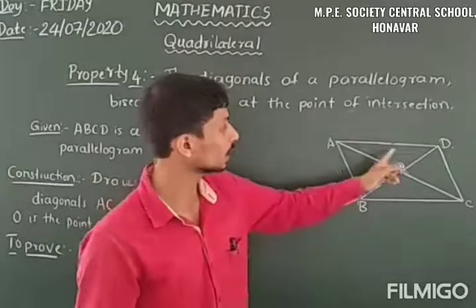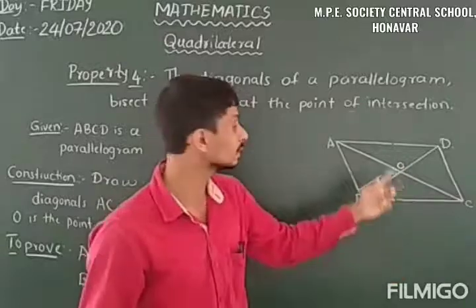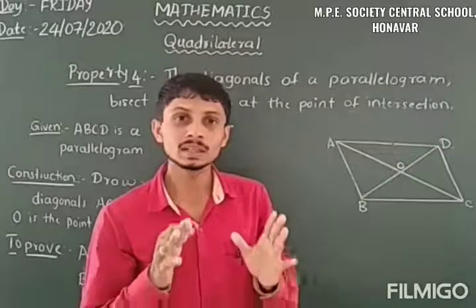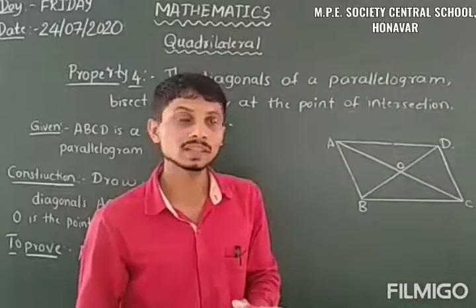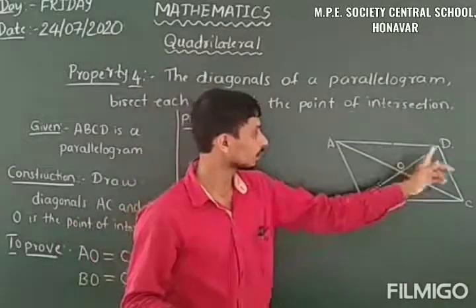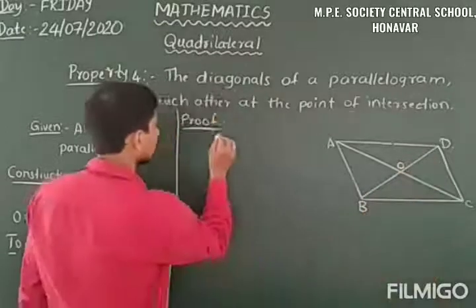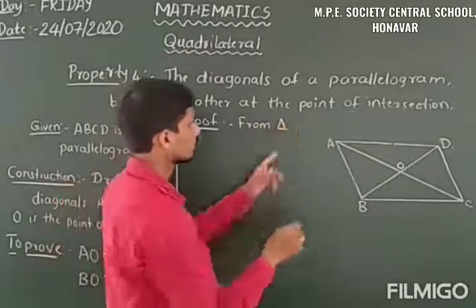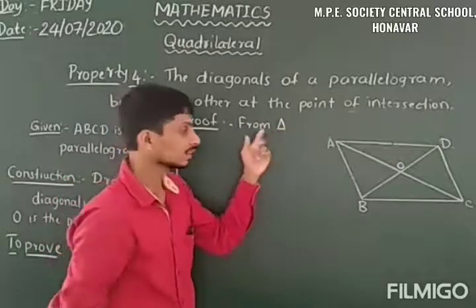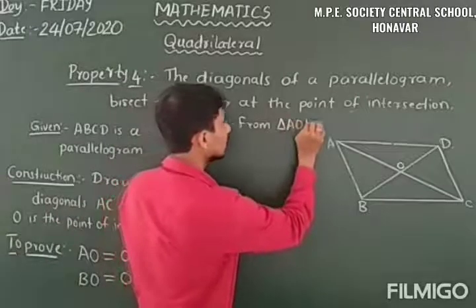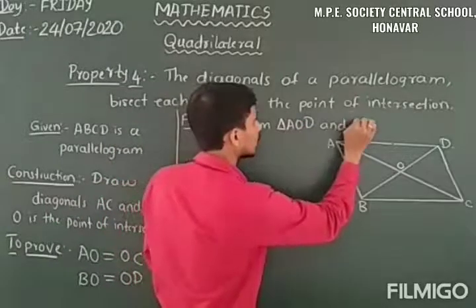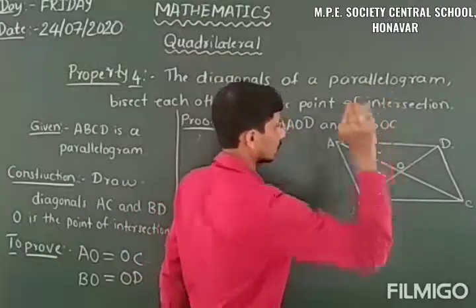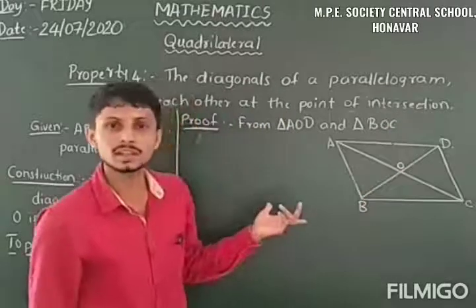After that we have to prove that both the triangles are congruent, then AO is equal to OC and BO is equal to OD. It will be correct. So firstly I will take triangle AOD and triangle BOC. Yes, so just look here.